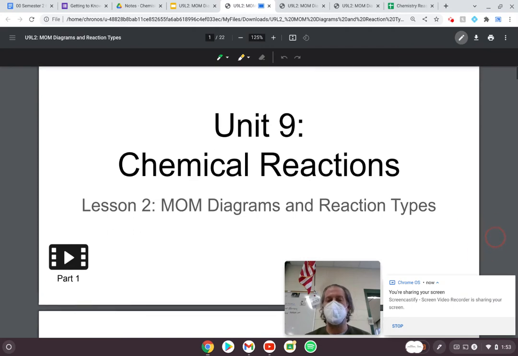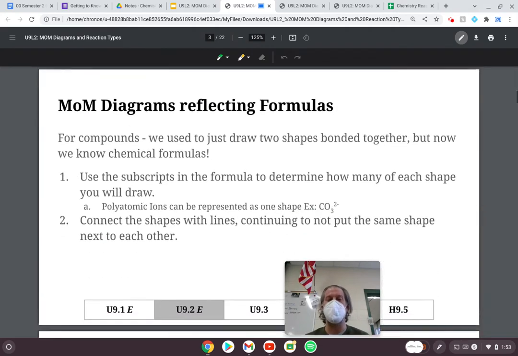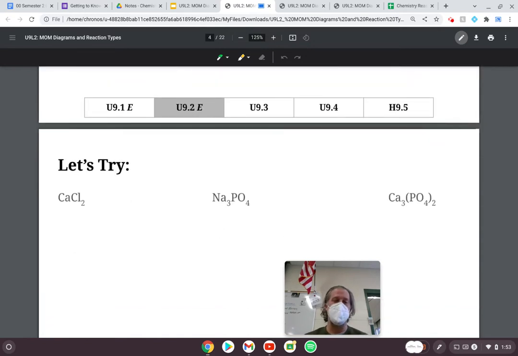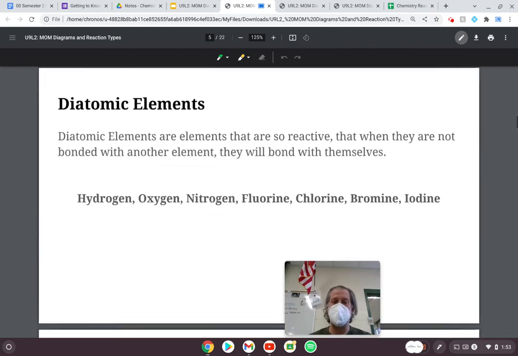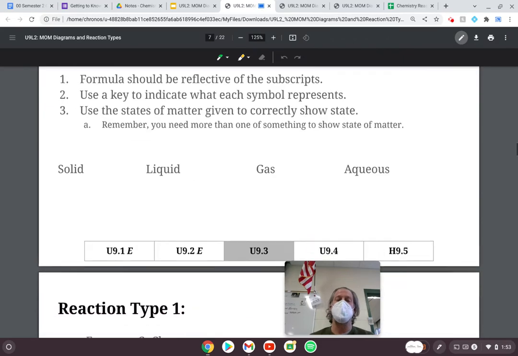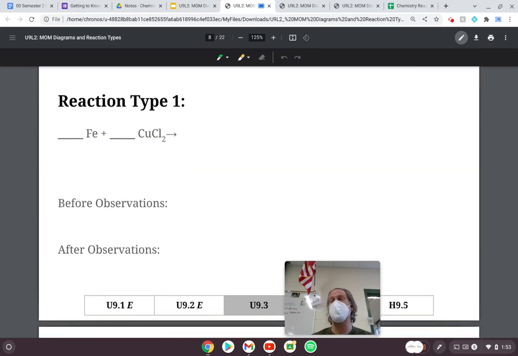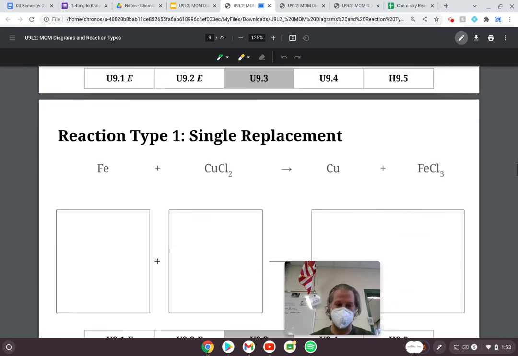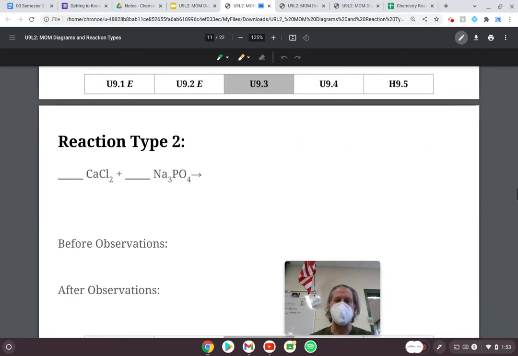So on Friday, we talked a little bit about the different types of model of matter diagrams. We talked about drawing models of matter. We talked about diatomic elements. We talked about the 5 different types of chemical reactions. We drew some MOM diagrams, and we did what's called a single replacement reaction. We worked our way all the way through that.